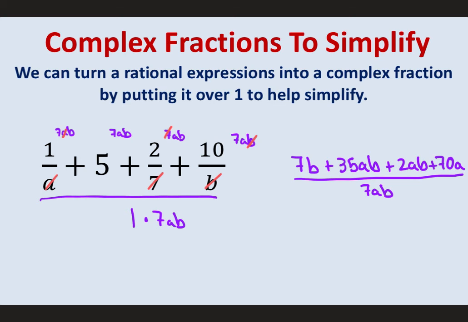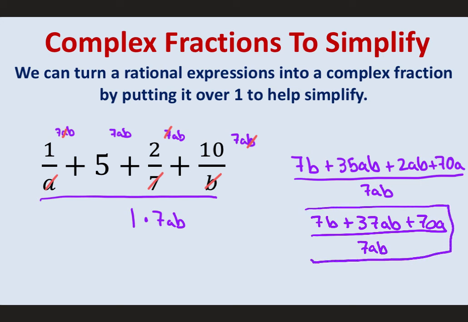We should always look and double check, are there any like terms? And yep, there is. There's 35ab and 2ab, so we can go ahead and we can combine those together. So this is going to become 7b plus 37ab plus 70a over 7ab. If there's any other simplifying, we should do it, but there isn't. So we can go ahead and leave this as our final answer.